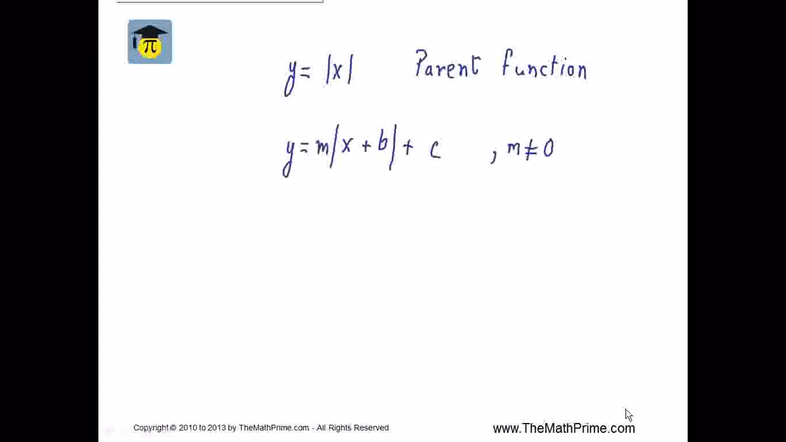Y is equal to m times the absolute value of x plus b, plus c, provided m is not equal to 0. This is a more general form of the family of absolute value functions. Note that m cannot be equal to 0. If it was, then there would be no x term in the equation, and therefore there would be no function.